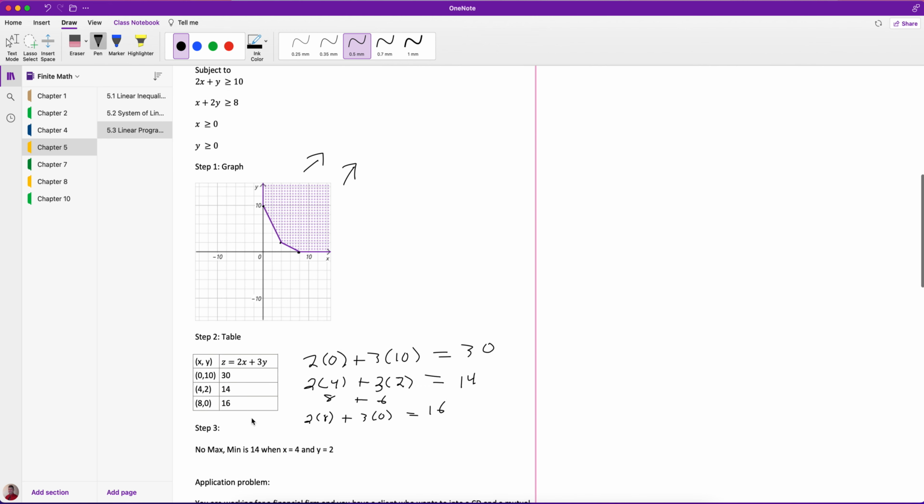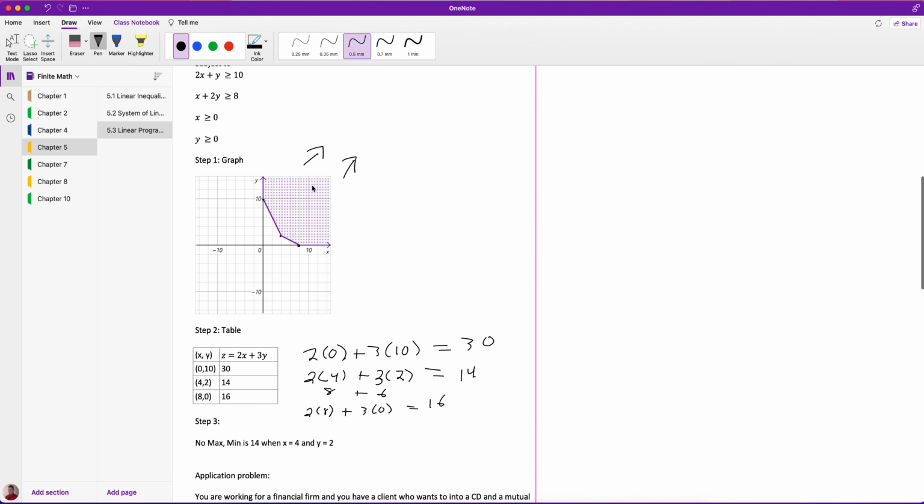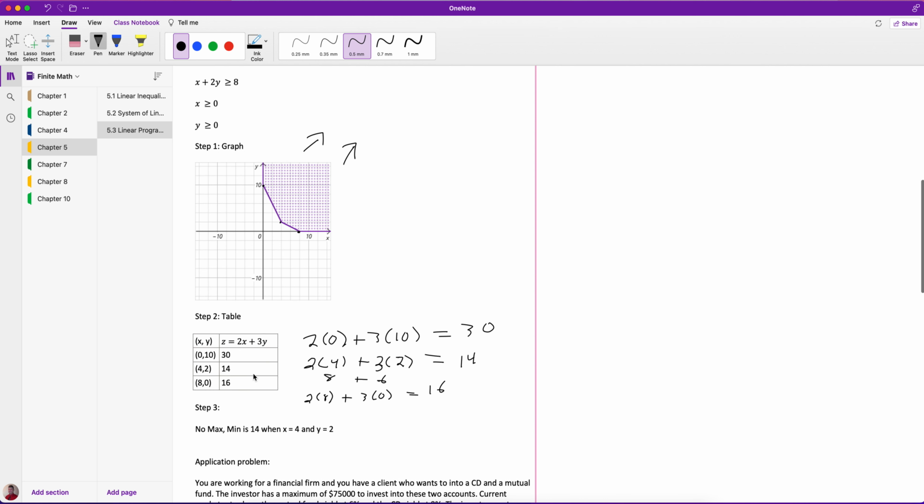So I put those values in the table, and now I can say no max, because it's unbounded. Its min is 14, because that is the smallest value I got off the corner solutions, when x equals 4 and y equals 2.